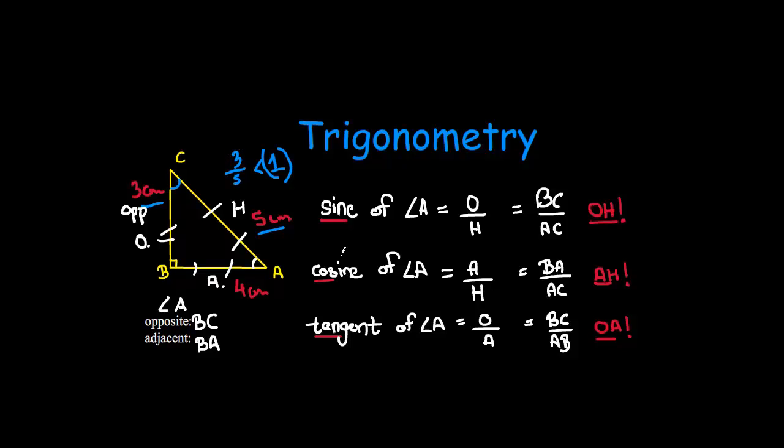Similarly, cosine is adjacent upon hypotenuse and hypotenuse is the longest side, so cosine will also always be smaller than 1. But tan on the other hand is division of this by this, and honestly when you study trigonometry further in advanced classes, you'll find out that this ranges from negative infinity to positive infinity. So I mean this covers the entire set of real numbers.